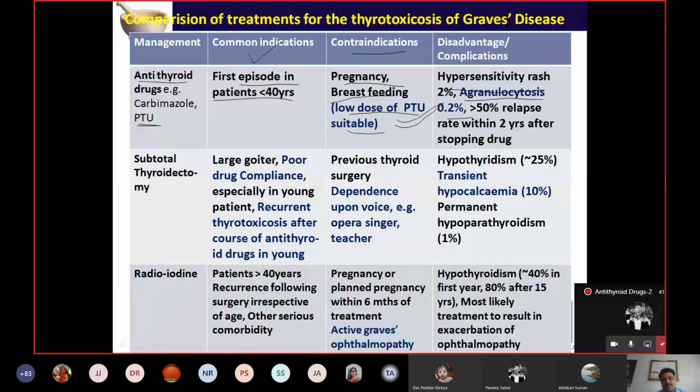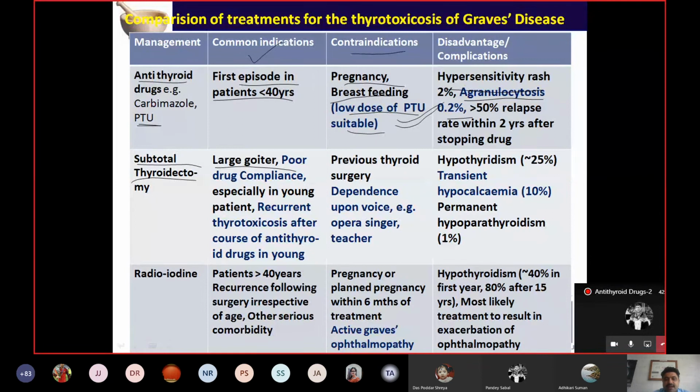I am not here to talk about the details of surgery, because that is a surgery topic. We are just comparing with the medicine. You can do subtotal thyroidectomy, and it is generally done when there is a large goiter, when the thyroid cells have grown more, or when there is poor drug compliance, the patient is not taking the drug regularly, or the effect is not good. Also for recurrence of thyrotoxicosis after a course of antithyroid drug in a young patient.